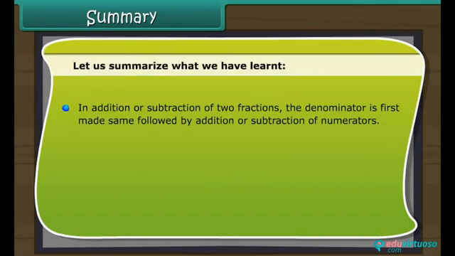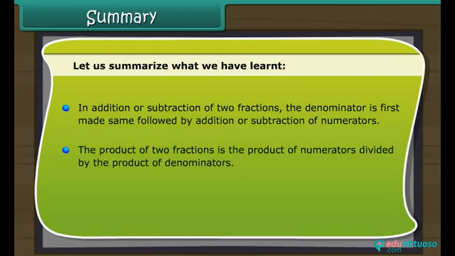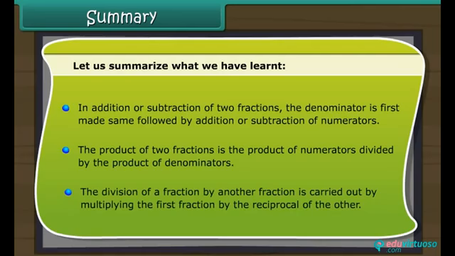In addition or subtraction of two fractions, the denominator is first made the same, followed by addition or subtraction of numerators. The product of two fractions is the product of numerators divided by the product of denominators. The division of a fraction by another fraction is carried out by multiplying the first fraction by the reciprocal of the other.